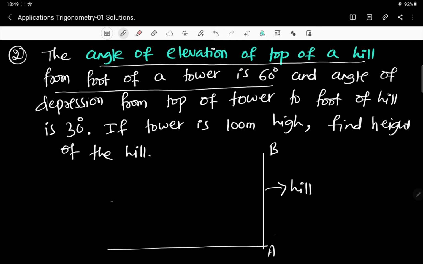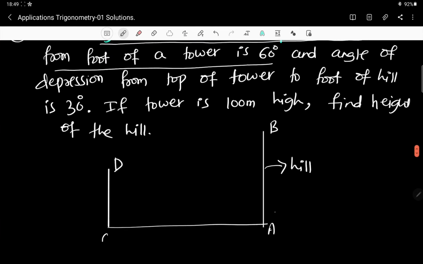Look at this. Of course, there is a tower here. Okay, here is the tower. Let me call it CD. CD is the tower, correct? So CD is like the tower.